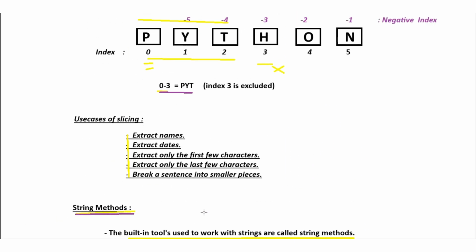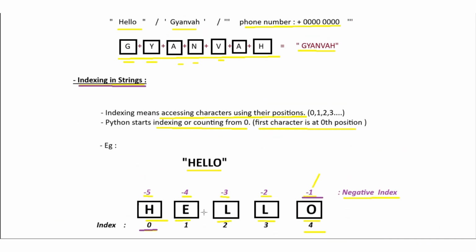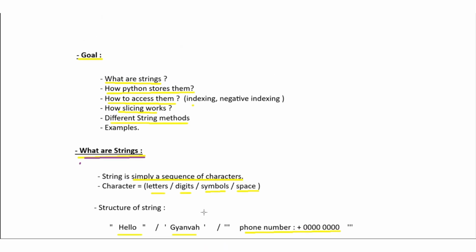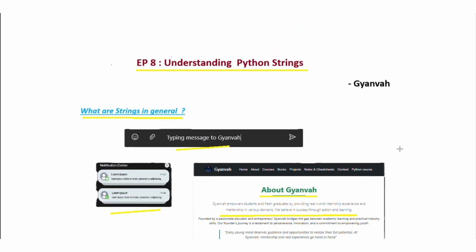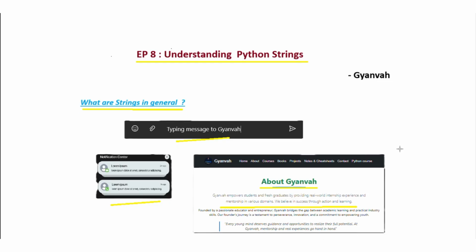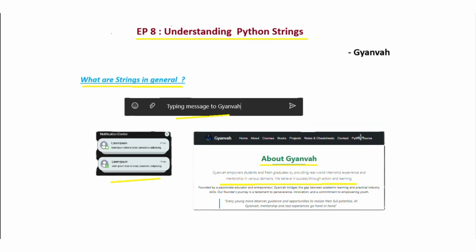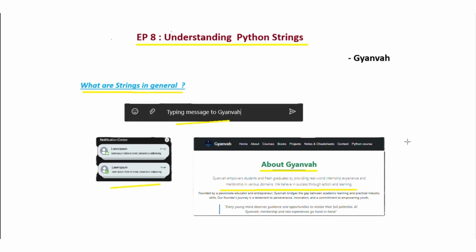Strings are everywhere. Every message, every name, every label, every input from the user, everything you see on a screen, all of it uses strings. So mastering this concept is a huge step forward in your Python journey. In the next episode, we will take everything we have learned so far and use it to build small, real-world projects. These projects will connect all concepts together: loops, conditions, functions, strings, and logic building. This will help you understand how real programs are actually written.